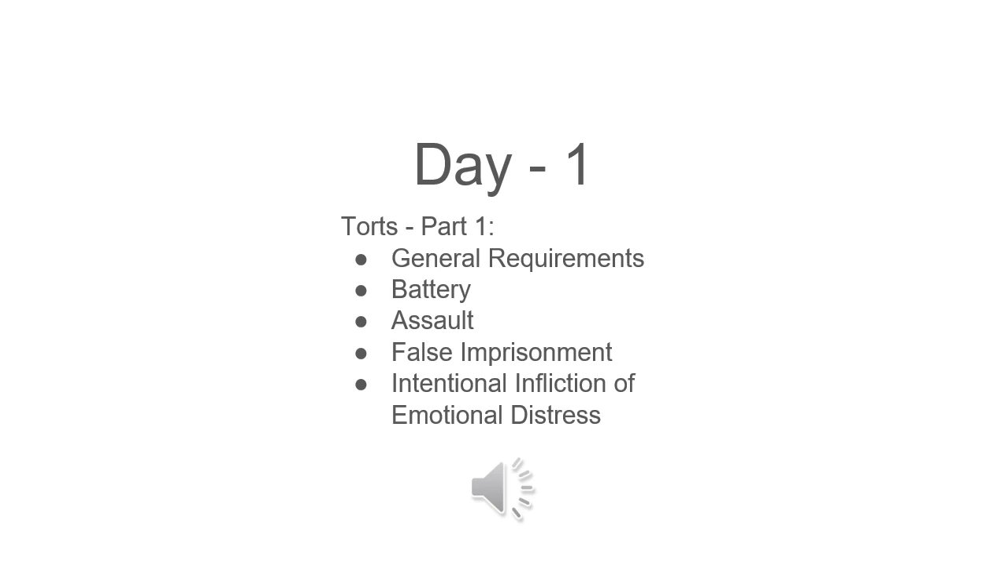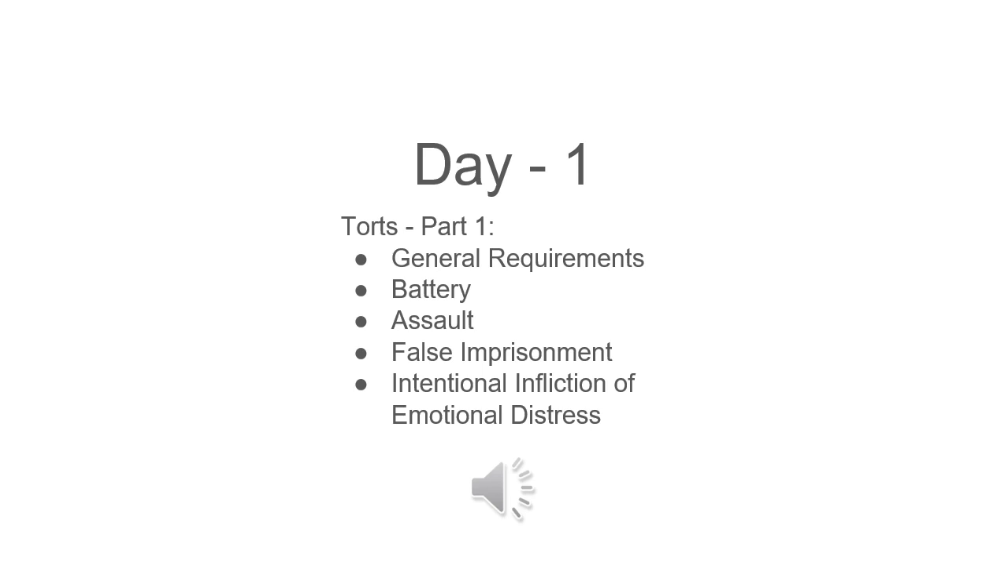In assault, you must have imminence. The threat must be without significant delay. So it's an act by D which causes a reasonable apprehension of immediate harmful or offensive contact. Immediate means you have to have imminence. Threats of future harm are insufficient in assault. In assault, mere words are insufficient. However, mere words may be sufficient if they're combined with conduct and/or circumstances.